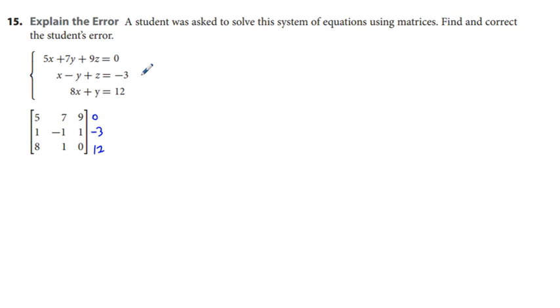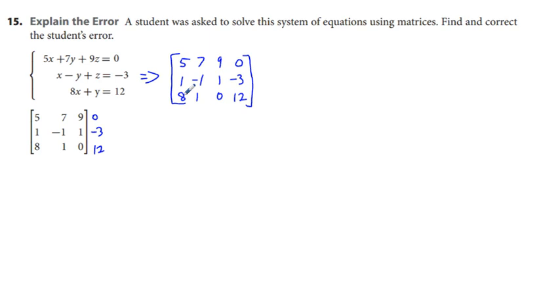And so in reality, you need an augmented matrix with not only the coefficients of the equation on the left side, you need to have the constants on the right side. So what you're going to have is 5, 7, 9, and 0 for the first row. And then we have 1, -1, and 1, and then -3. And finally, we have 8, 1, 0, and 12. And so that's going to be the thing worked out.